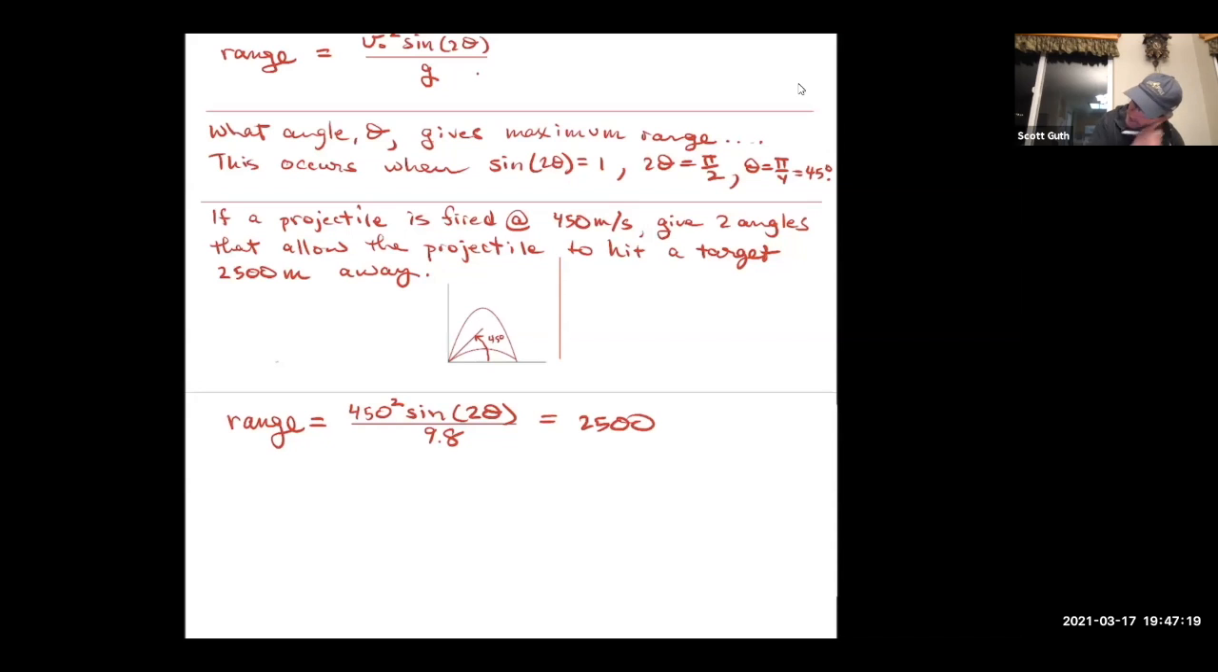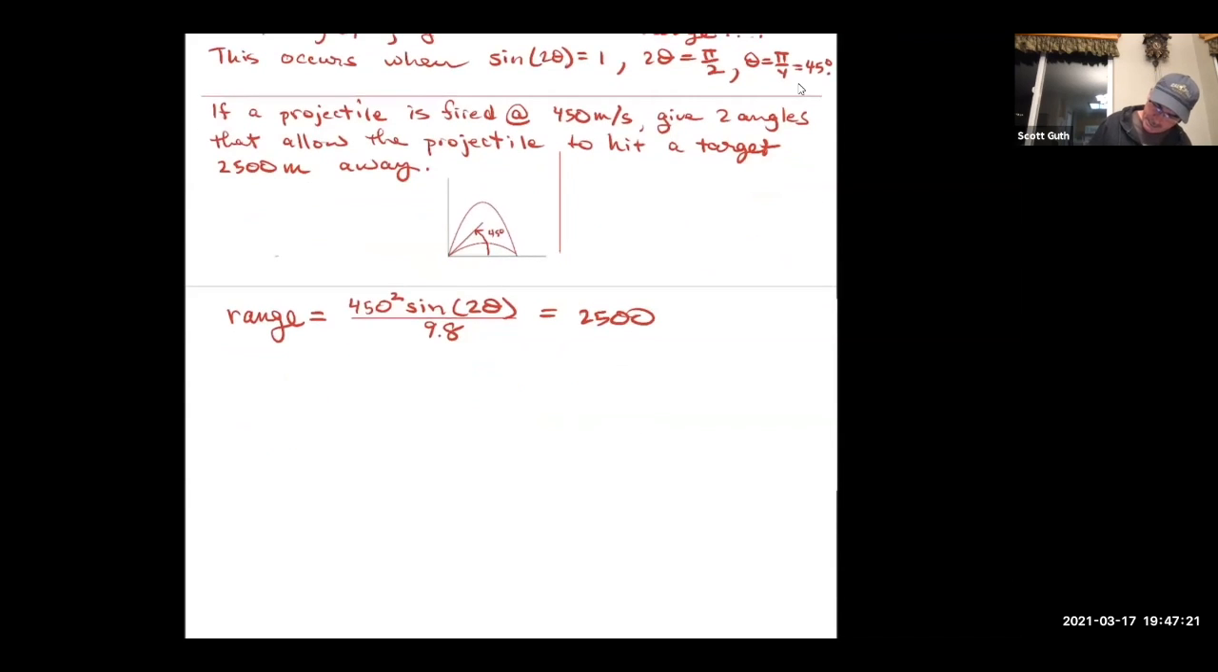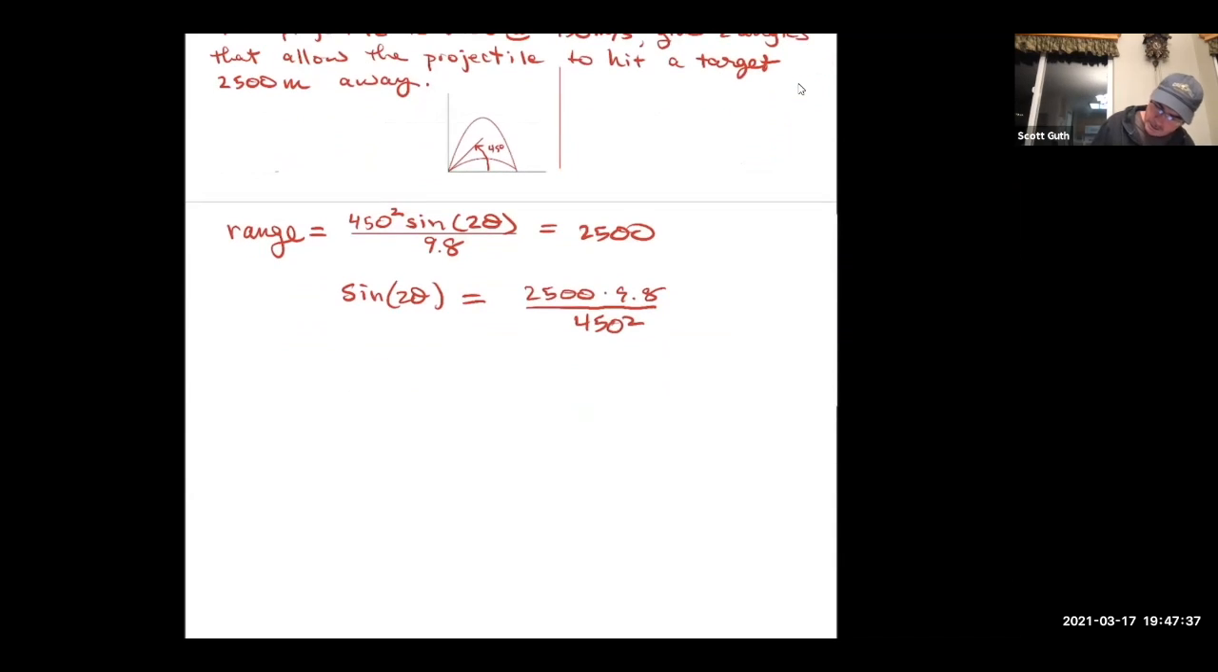Okay, so then we can say sine 2 theta is 2,500 times 9.8 over 450 squared. So 2 theta is sine inverse of that.